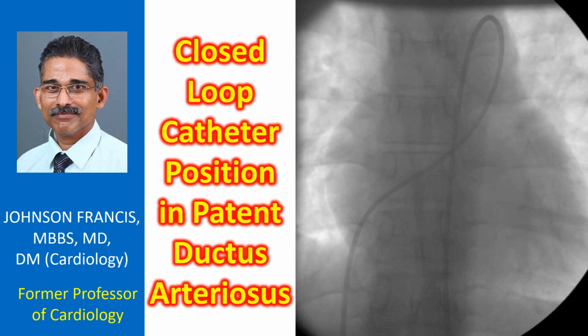Pattern of the loop is different between PDA and aortopulmonary window. Whereas it is a closed loop in PDA, it is an open loop in AP window. An open loop can also occur when the catheter passes from the right ventricle to aorta through a ventricular septal defect. PDA catheter position in lateral view follows.